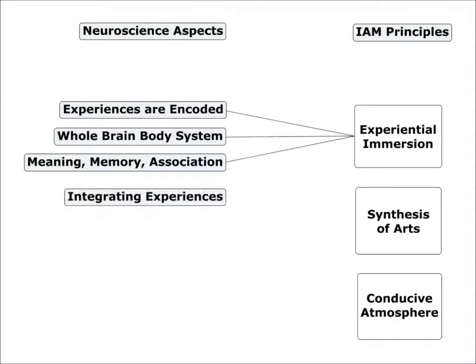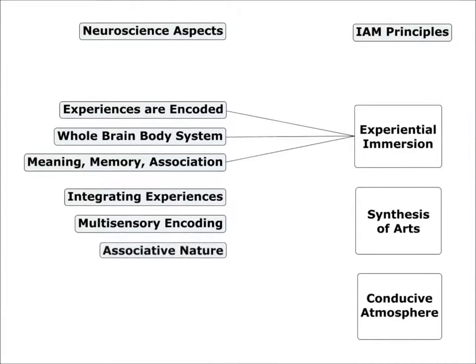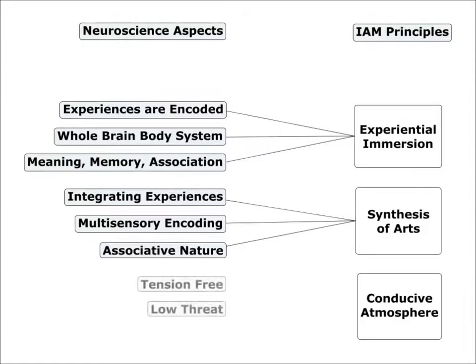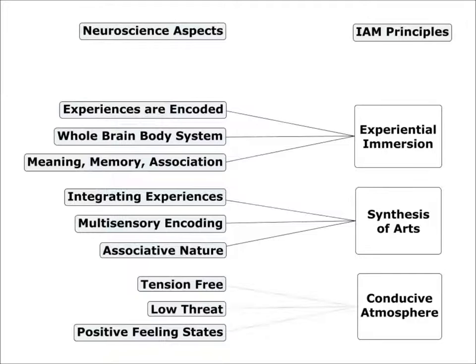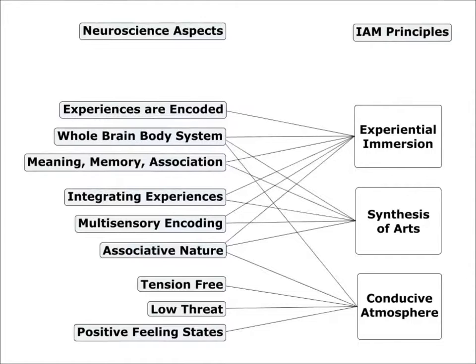Integrating experiences by stimulating different senses facilitates multisensory encoding, which develops stronger and broader spread fiber connections in the brain's neural networks. Also, due to the associative nature of our brains, any one of the integrated stimuli activates the whole network in future. This supports IAM's synthesis of arts principle. A tension-free, low-threat atmosphere with positive feeling states facilitates better memory, focus, and creative problem-solving and healthy fiber connection development. This supports IAM's conducive atmosphere principle. Other aspects also support other IAM principles.